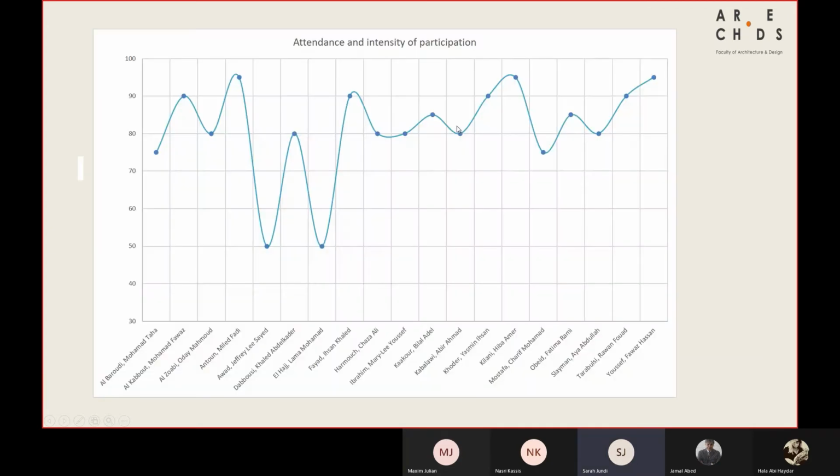Attendance report. In general, the attendance was very high in this course. If you can see this table, here are the names of the students, and these are the percentages of attendance. We can see that the percentage is between 80 and 90%. And of course, there are always exceptions. Plus, these two students that did not have high attendance actually failed the course at the end.